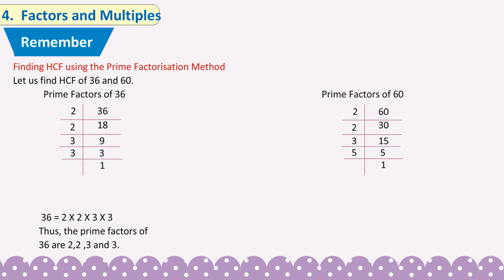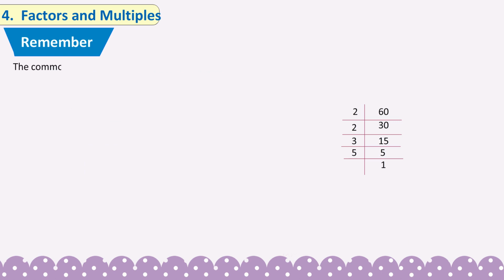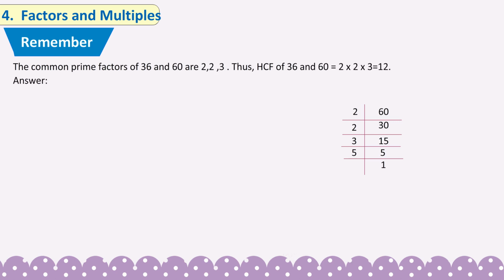Prime factors of 60. 60 divided by 2, 30 divided by 2, 15 divided by 3, 5 divided by 5. 60 is equal to 2 multiplied by 2 multiplied by 3 multiplied by 5. Thus, the prime factors of 60 are 2, 2, 3 and 5. The common prime factors of 36 and 60 are 2, 2, 3. Thus, HCF of 36 and 60 is equal to 2 multiplied by 2 multiplied by 3, which is equal to 12. Answer. HCF of 36 and 60 is 12.